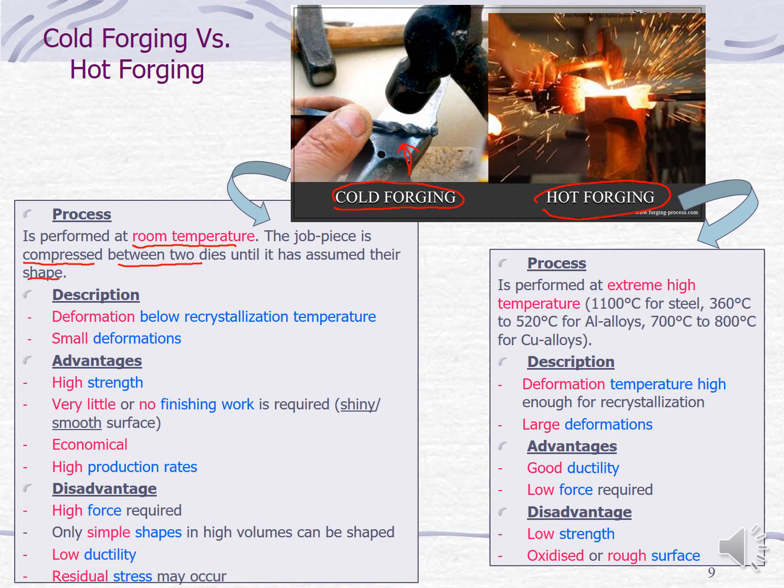it is performed at extremely high temperature. It depends on the melting temperature of the metals. For steel, the temperature for the hot forging process is 1100 degrees C. For aluminum alloys, the temperature range is from 360 to 520 degrees C. And for the copper alloys, the temperature range is from 700 to 800 degrees C.